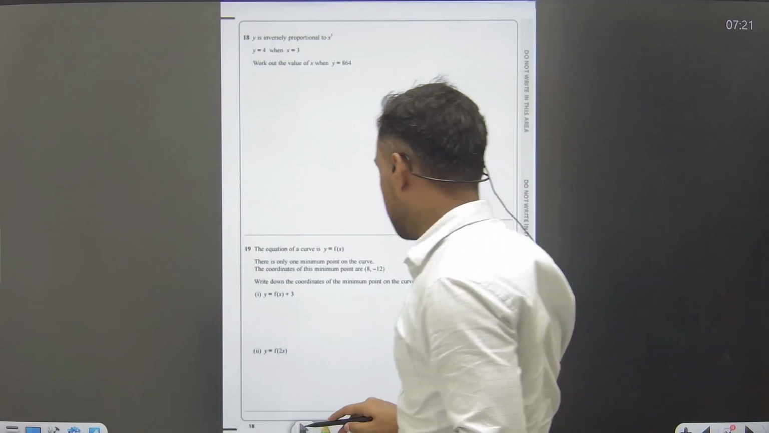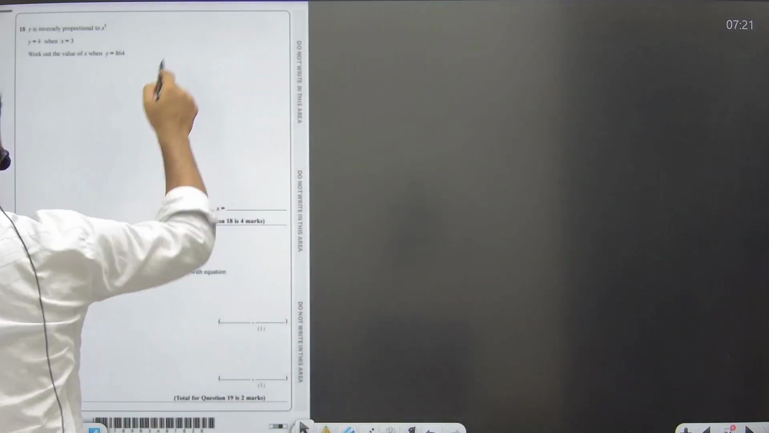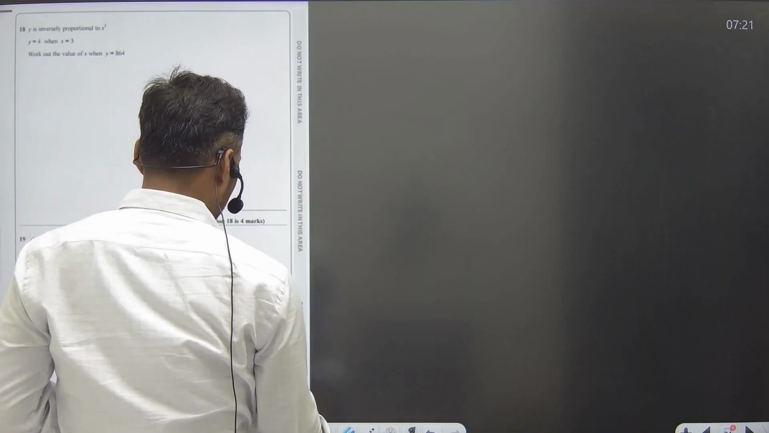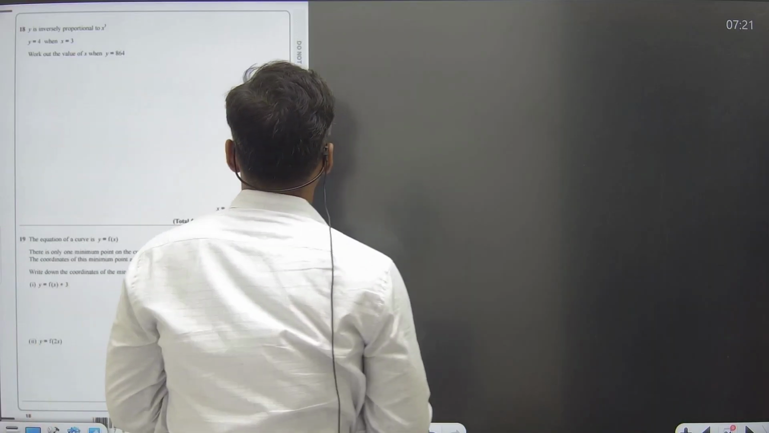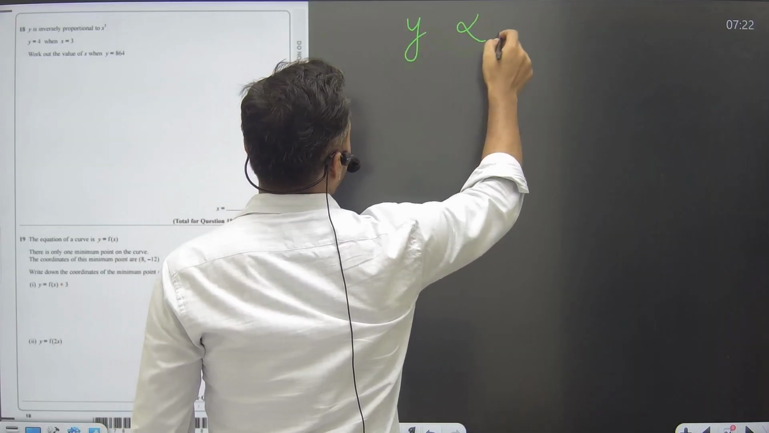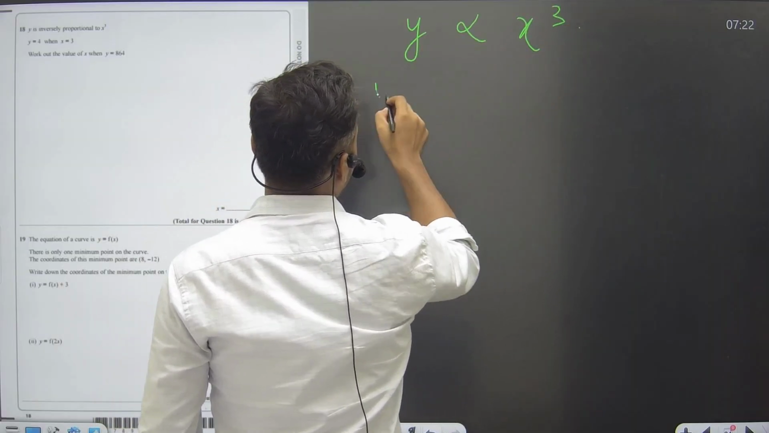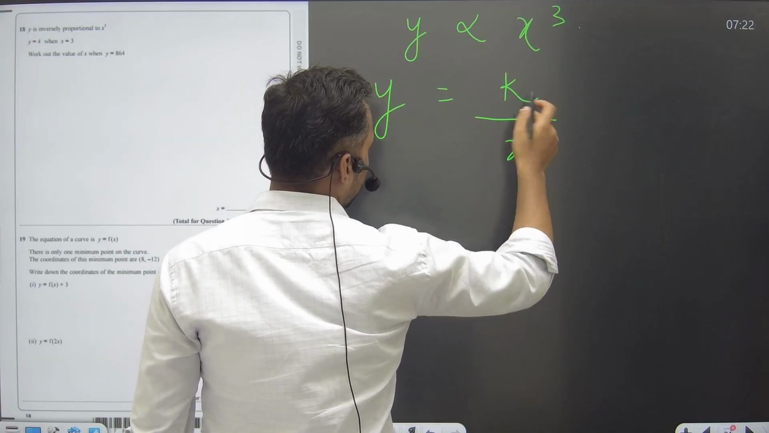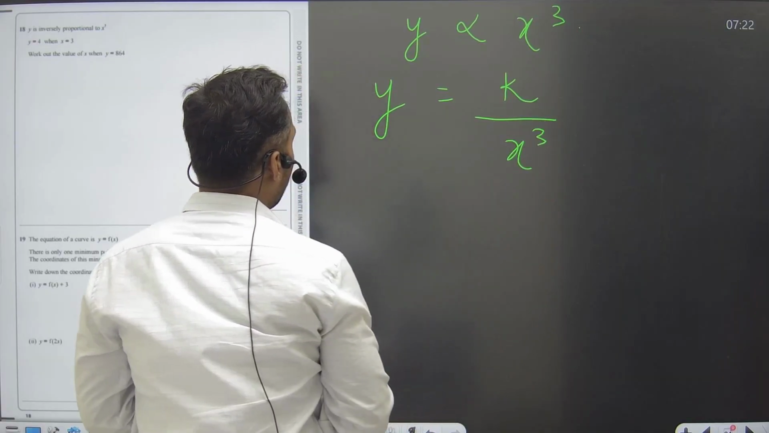Let's move to the next question, that is: y is inversely proportional to x cube. y equals 4 when x equals 3. Work out the value of x when y equals 864. So y is inversely proportional to x cube, so y will equal some constant of proportionality, let's say k, so it will be equal to k upon x cube.